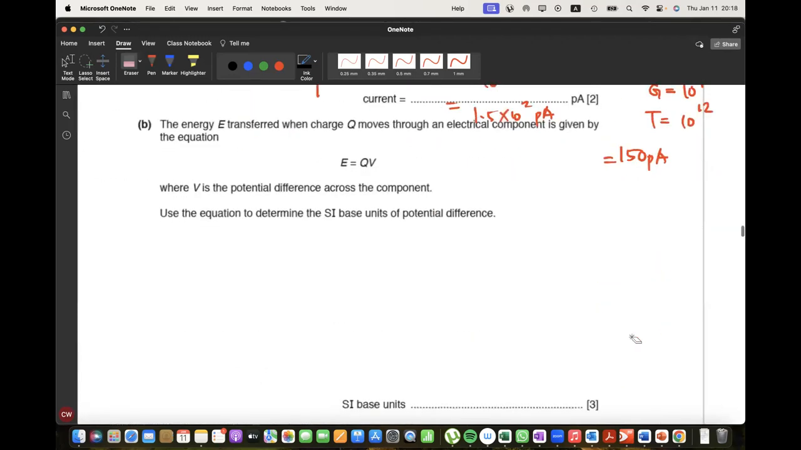Okay, can check or not? This one, check and see. I want you to try to check the unit for potential difference, then later you check together the answer.